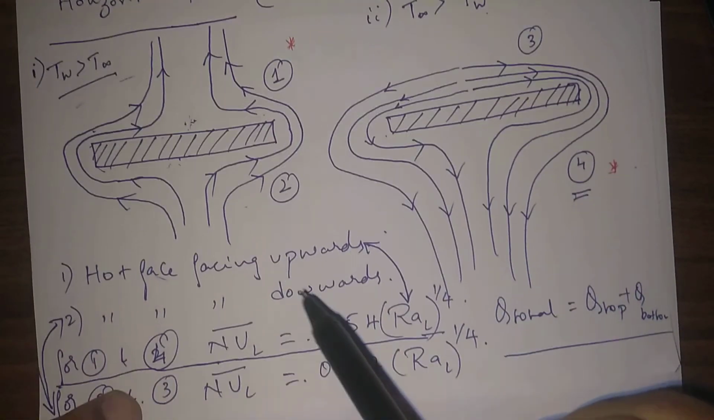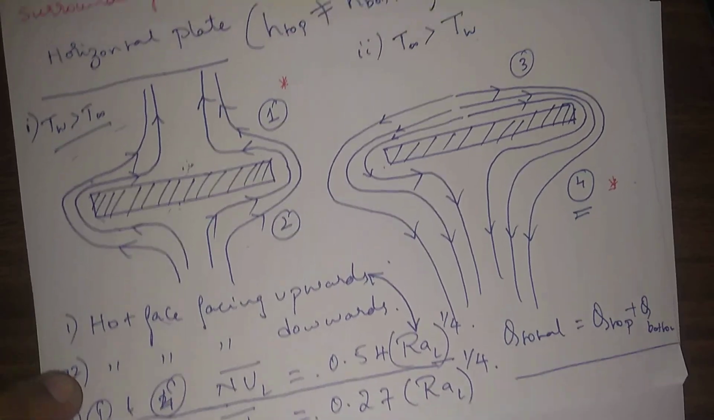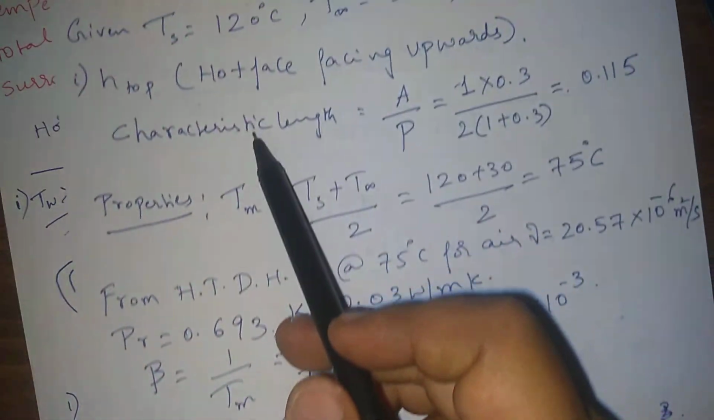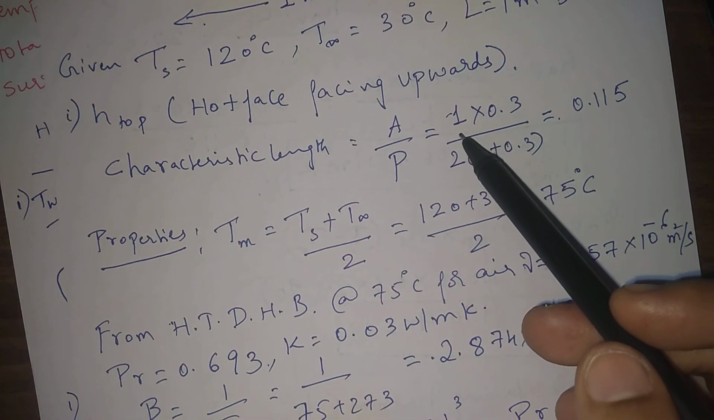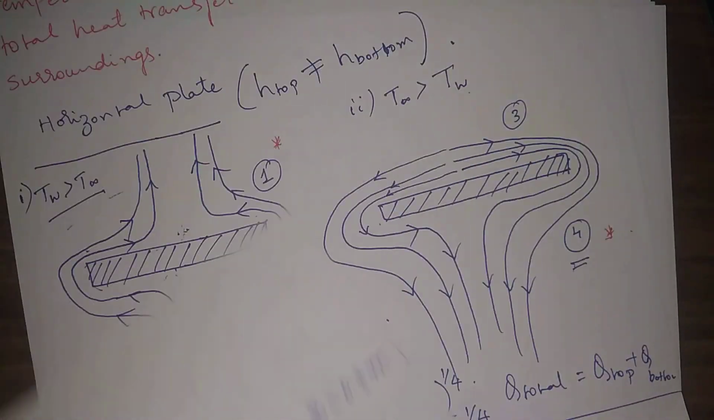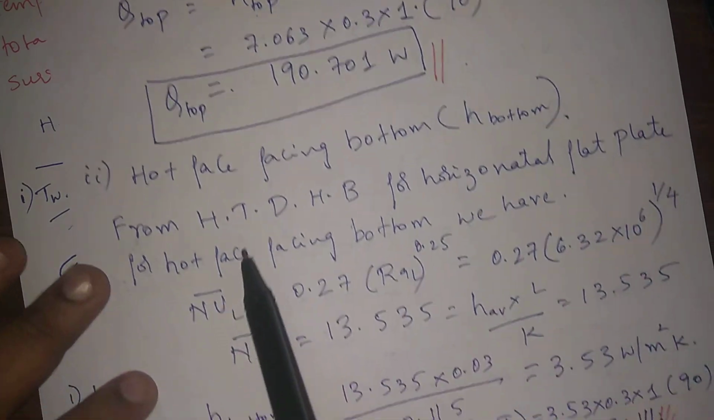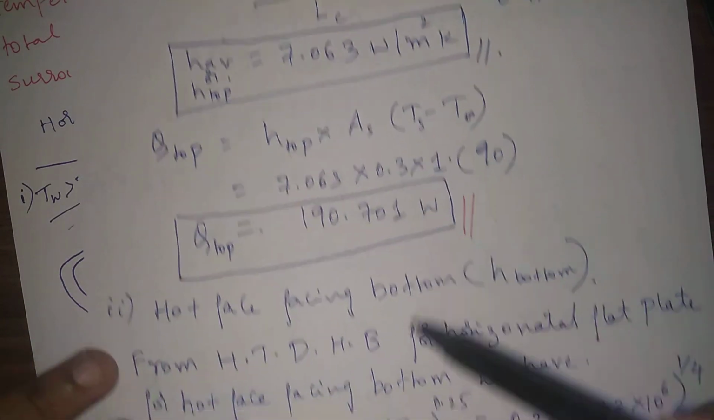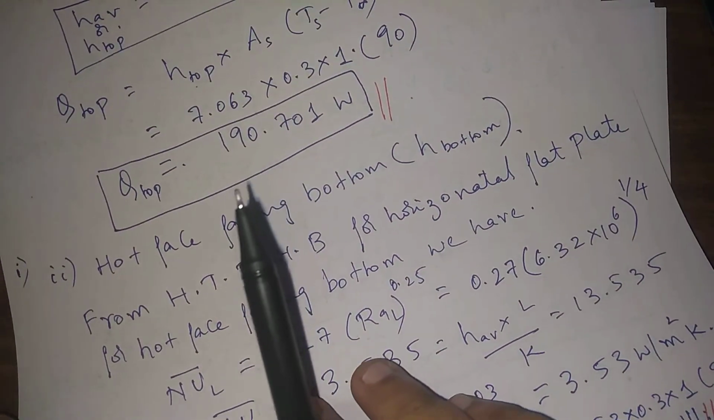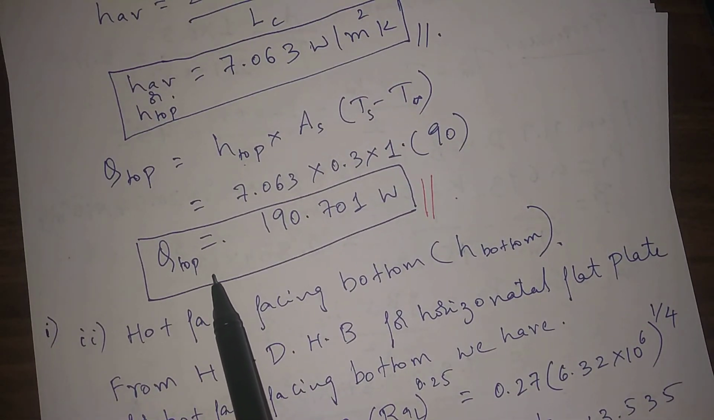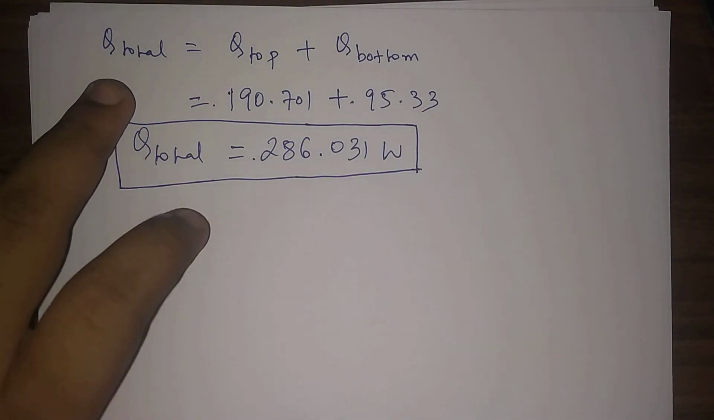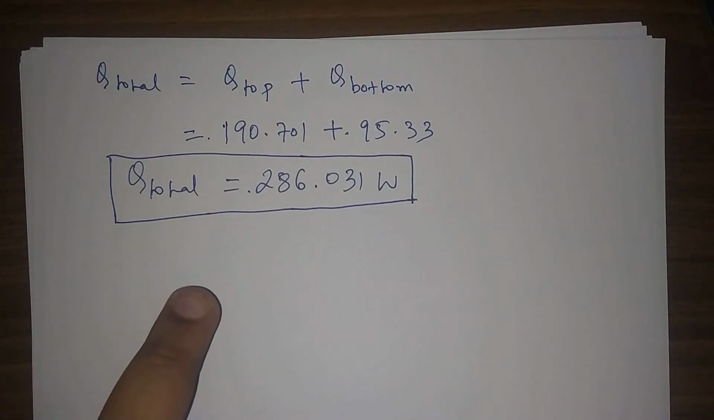That is the reason we need to do this exercise: considering case 1, H top, that is hot face facing upwards, and the next case, hot face facing bottom, separately calculate the heat transfer coefficient for H top and H bottom, and accordingly calculate Q top and Q bottom, and finally calculate Q total equal to Q top plus Q bottom.